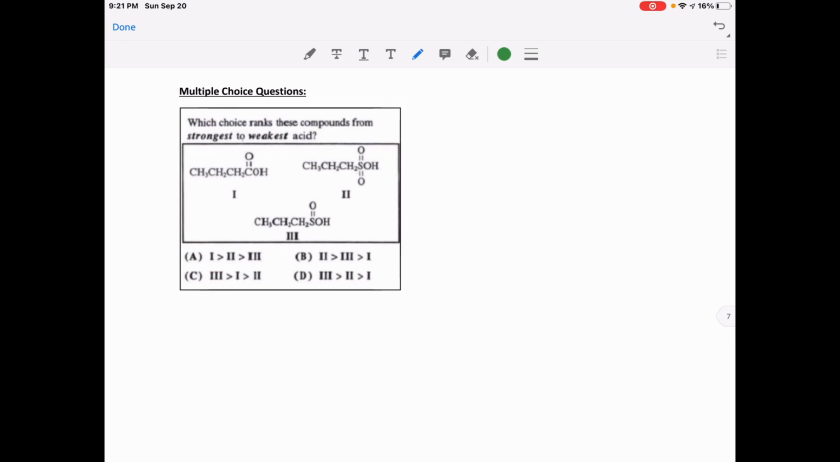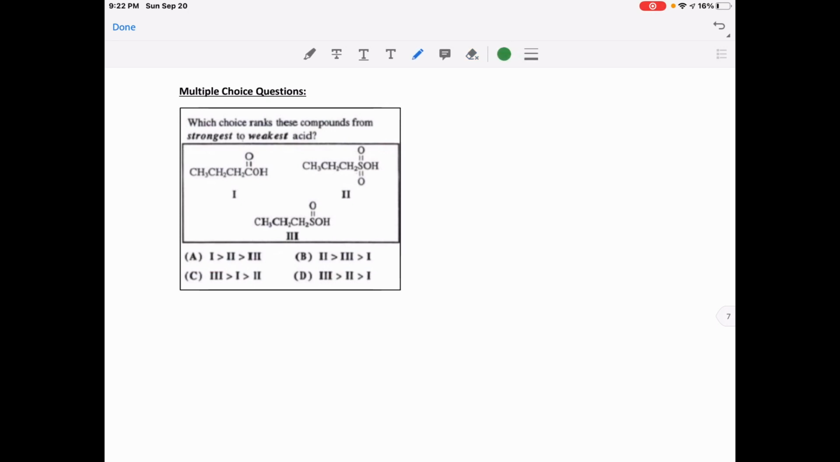But let's dive in. So for the first question, it asks us to rank the following compounds in order from the strongest to the weakest acid. So right away I can see a lot of double bonds with oxygen. It's not necessarily carbonyl, but there are double bonds with oxygen. So that gives us a hint that we will have to use resonance to evaluate the acidity of these compounds. So let's go ahead and just draw out the resonance structures for these.